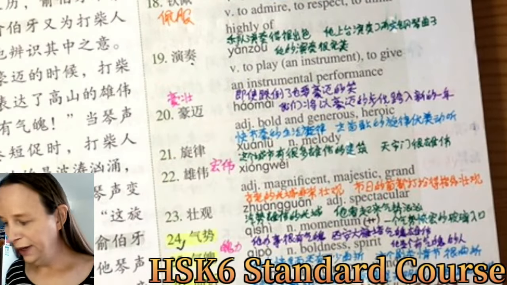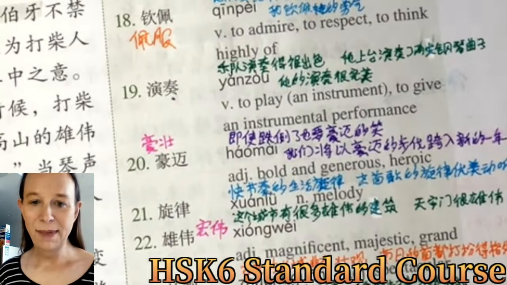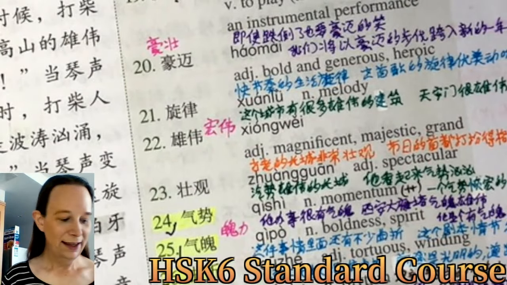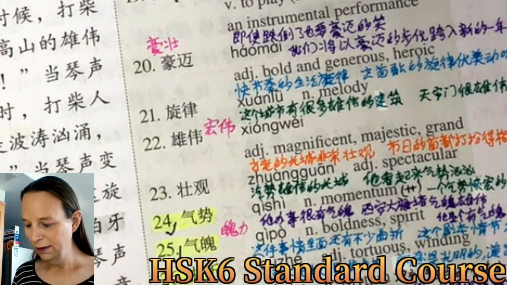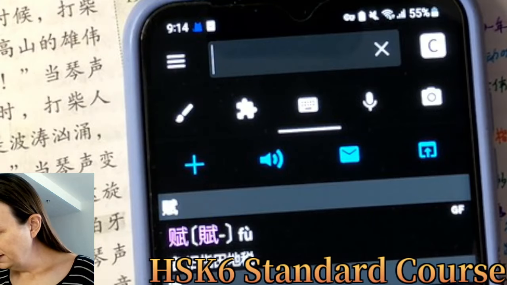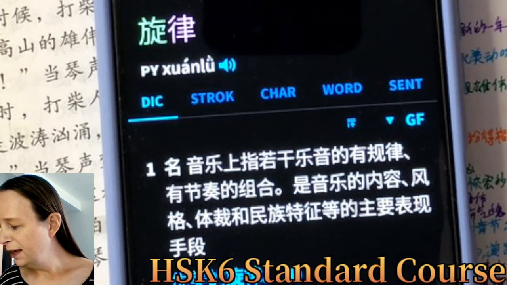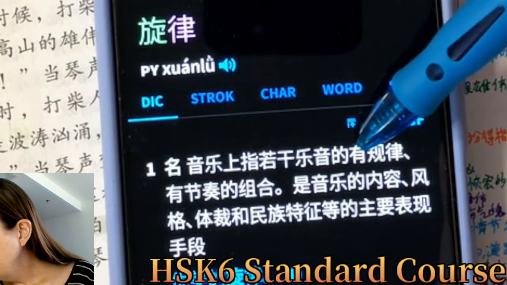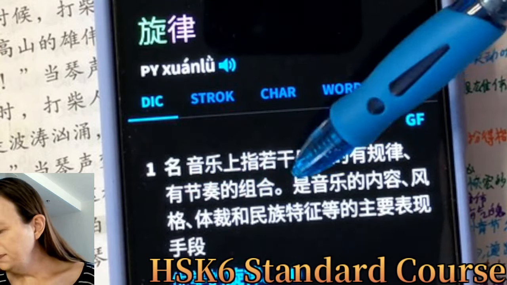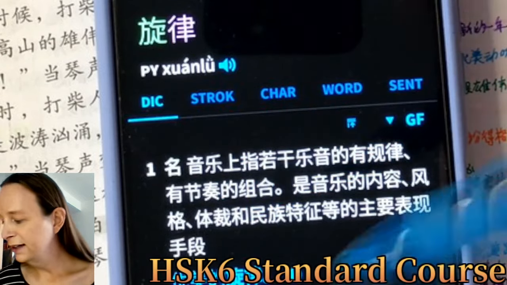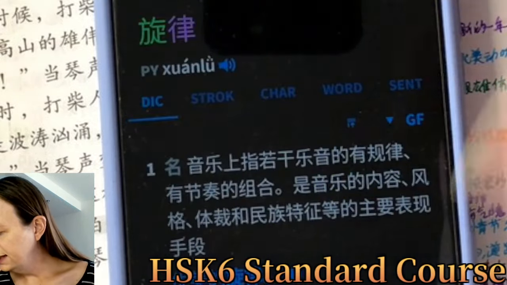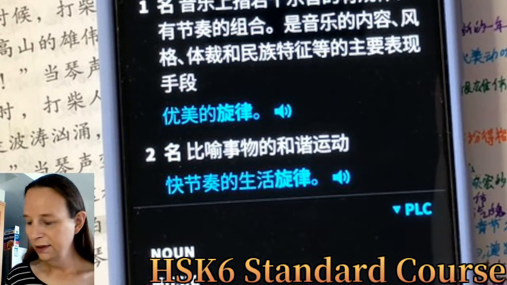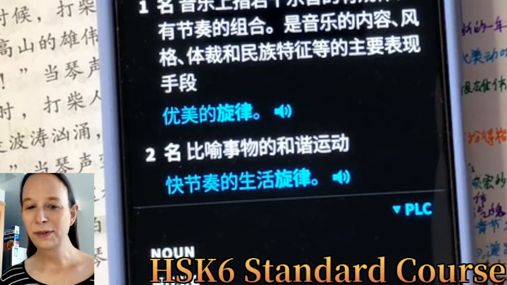旋律, okay, 旋律 is like, yeah, it's melody. So you're talking things like music and so on, the rhythm and melody of something. Maybe also speech, poetry, music. 音乐上若干音乐音的有规律、有节奏的组合，是音乐的内容、风格、题材和民族特征等的主要表现手段。优美的旋律。Just melody, beautiful melody.